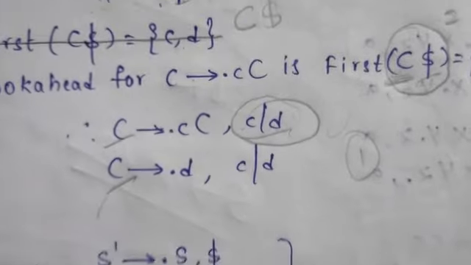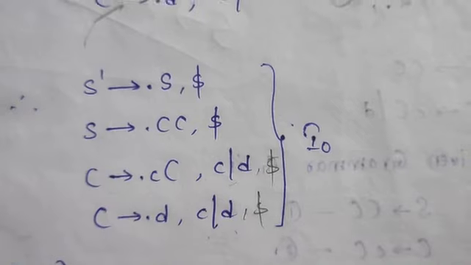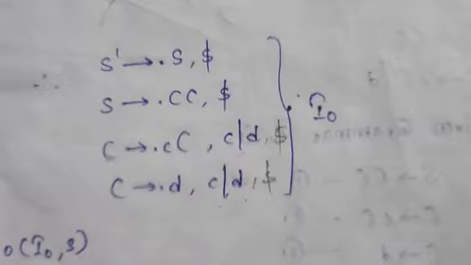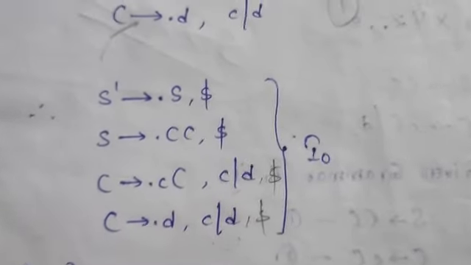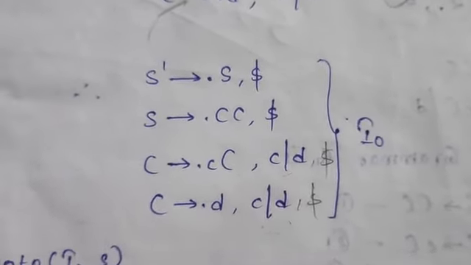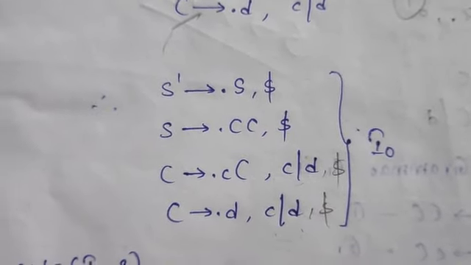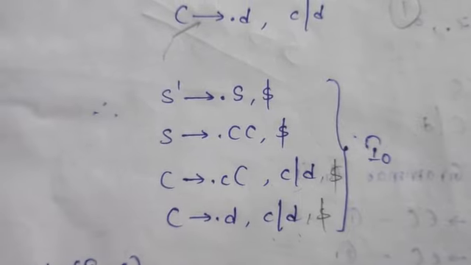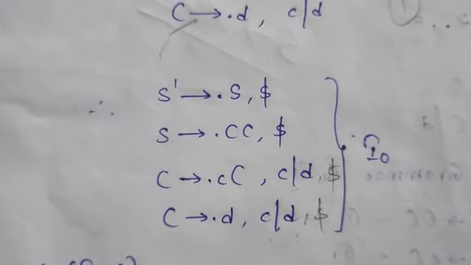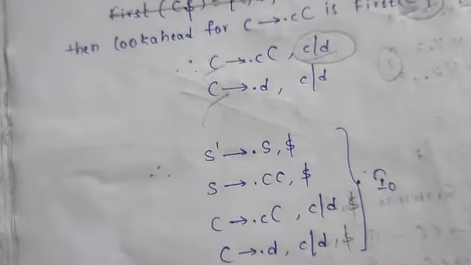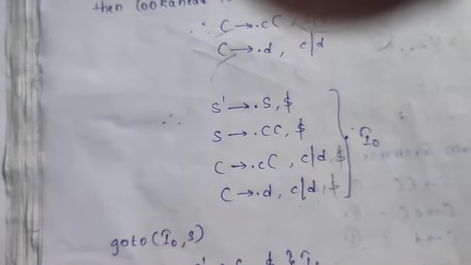So finally, after finding all the lookaheads, we indicate it as I0. If you don't know the construction of these lookaheads, simply remember: S dash tends to dot S has dollar as the first production, and the second production S tends to dot capital C C has dollar. The remaining two have C/D, C/D. Like that we remember the total concept.